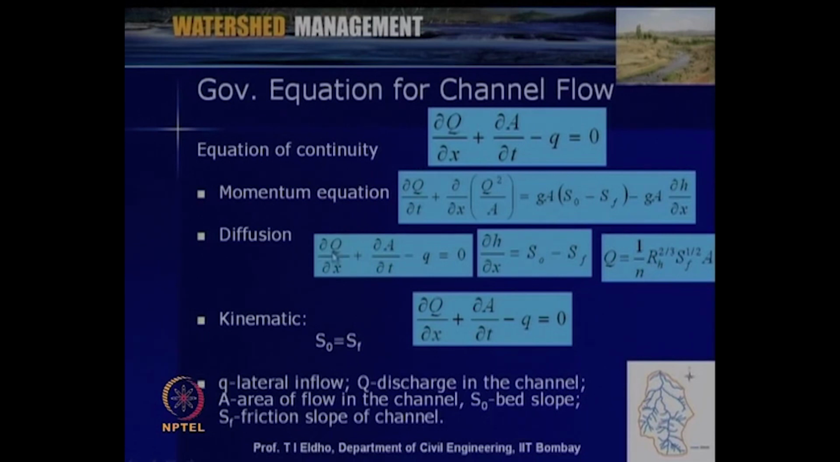And then the corresponding approximations, like the diffusion wave form, as we discussed in the previous slide, are given by these two equations, the equation of continuity and the equation of momentum. And the kinematic wave form is the continuity equation with the energy slope equal to the bed slope. So, one of these three forms we can solve for the given watershed and the given channel conditions of the watershed.